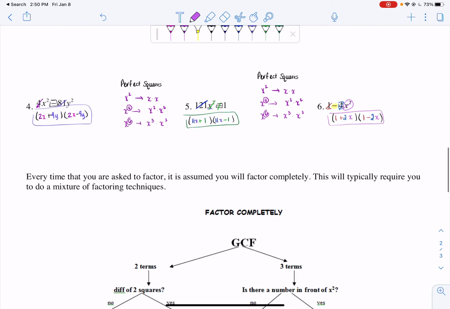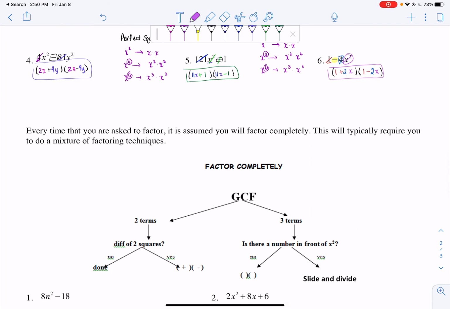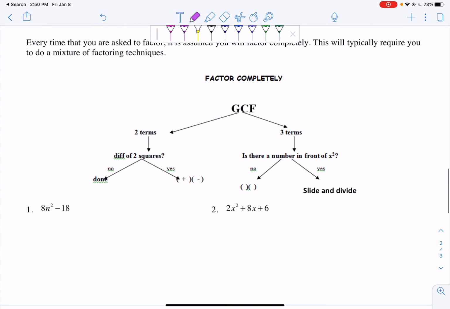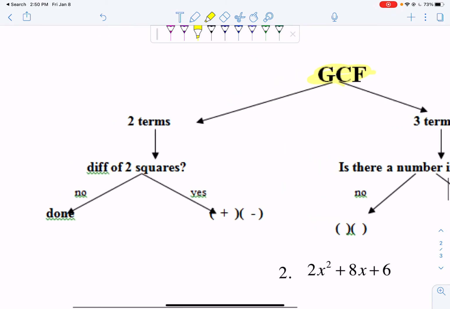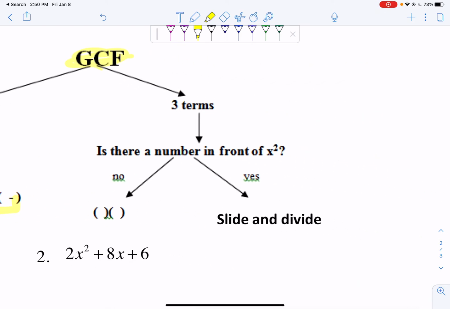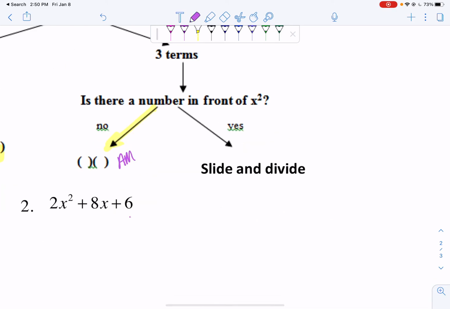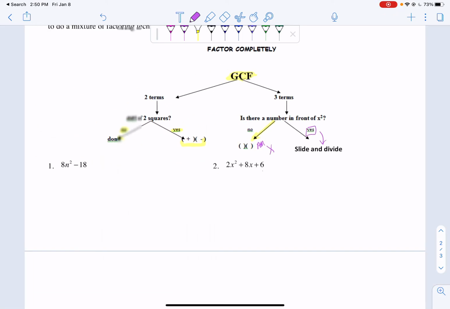However, every time you are asked to factor, it is assumed that you will factor completely. This will typically require you to do a mixture of our factoring techniques. So this is a nice little flowchart my friend Shelly put together. The first thing you do is you always find a GCF. And you have to ask yourself if you have 2 terms or if you have 3 terms. If you have 2 terms, ask yourself, is it a difference of 2 squares? If it's not, you're done. If it is, go ahead, do your 2 sets of parentheses with a plus and a minus. If there's 3 terms, is there a number in front of your x squared? Nope. Then do AM method. So like the diamond. If there is a number, you're going to do slide and divide. We'll learn about slide and divide tomorrow on Zoom.